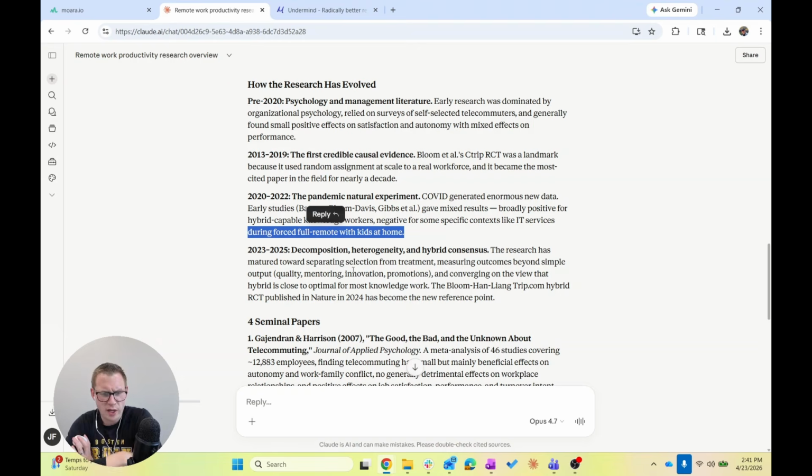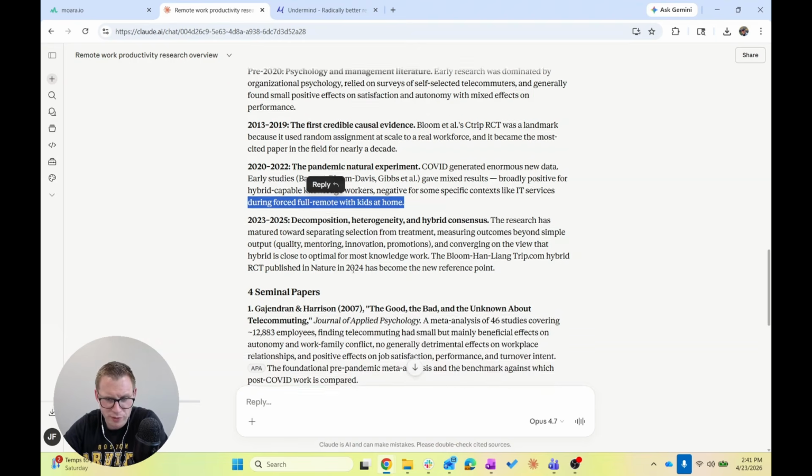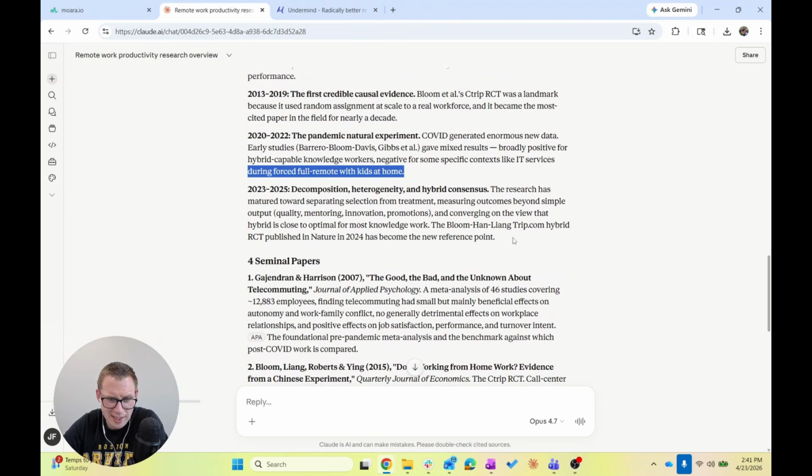I'm going to read through this one because this is kind of the current state. Research has matured towards separating selection from treatment, measuring outcomes beyond simple output, and converging on the view that hybrid is close to optimal for most knowledge work. The Bloom Hang Trip hybrid RCT published has become the new reference point.